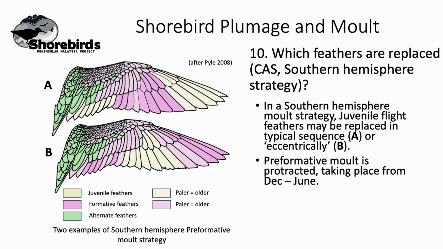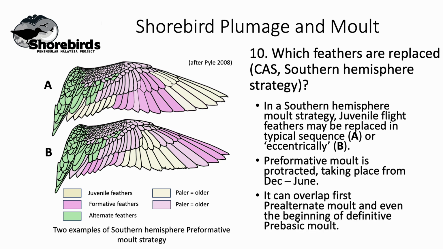Preformative molt is more protracted in this Southern Hemisphere strategy and generally starts later, because there's not so much of a time crunch. And it can actually overlap the subsequent molt, which is the pre-alternate molt, which we can see here in the pale green feathers. That's the beginning of pre-alternate molt. So preformative molt is still ongoing as pre-alternate molt begins. And in fact, it can even still be ongoing when the second pre-basic molt begins.